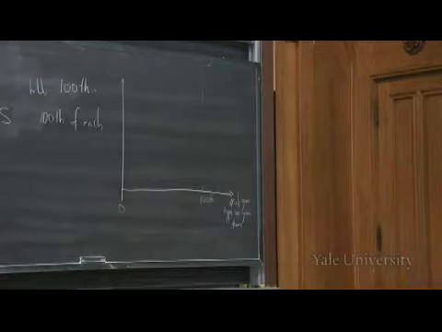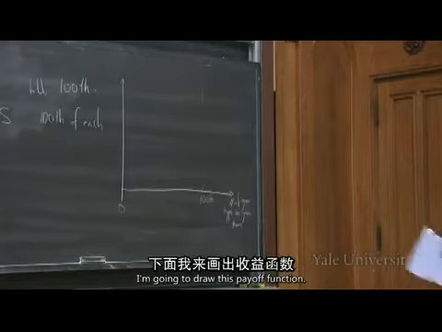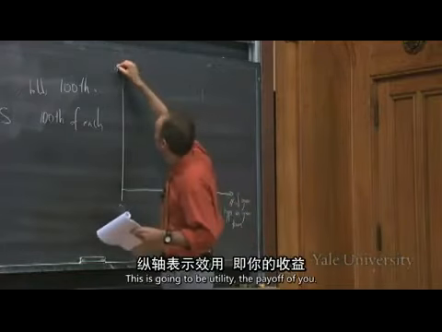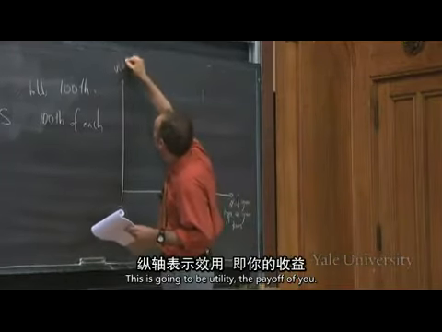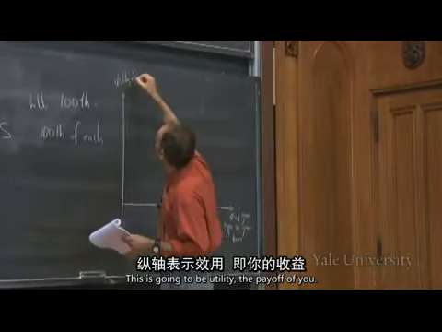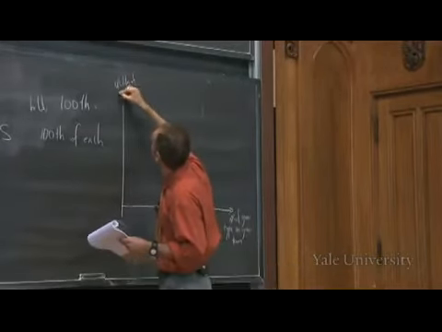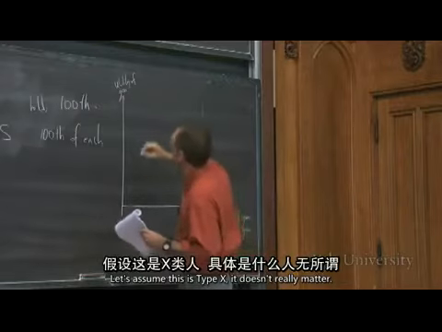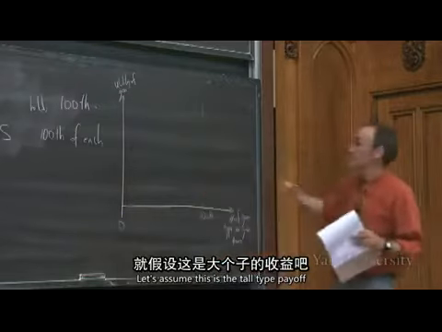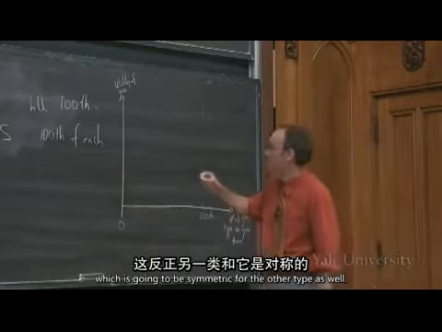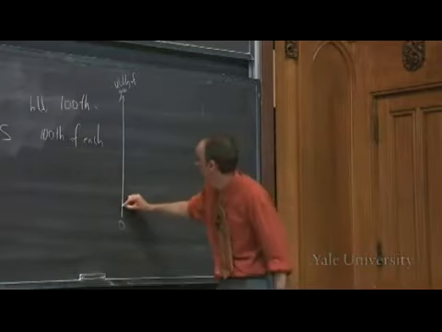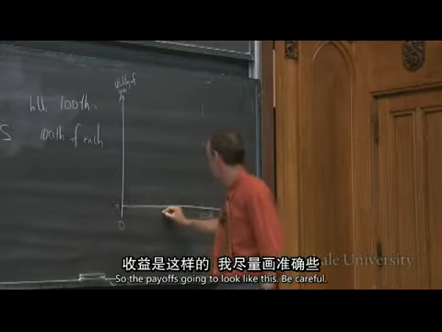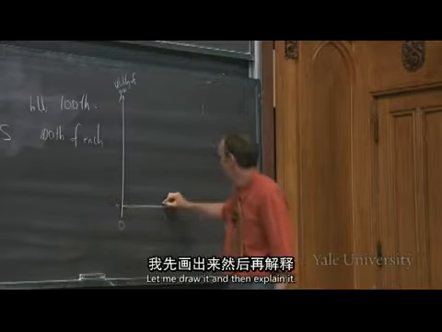Is that right? And I'm going to draw this payoff function. So this is going to be your payoff. This is going to be the utility or payoff of u. All right? Let's assume this is type x. Okay, it doesn't really matter. Let's assume this is the tall type payoff. It's going to be symmetric for the other type as well. All right? So the payoff's going to look like this. A bit careful. Let me draw it and then explain it.